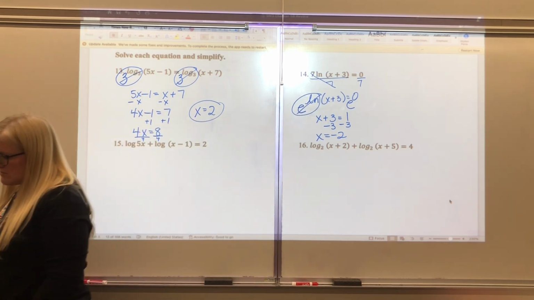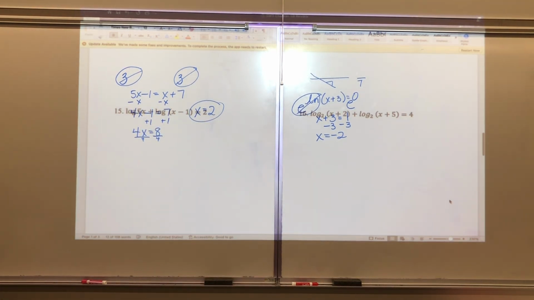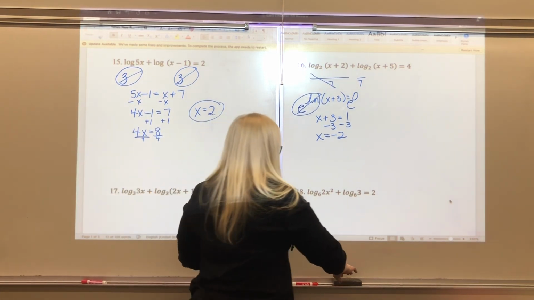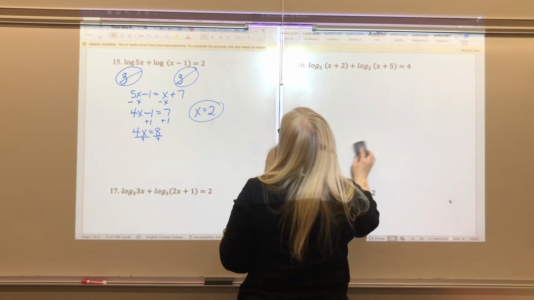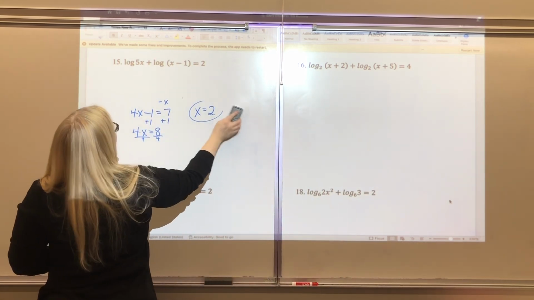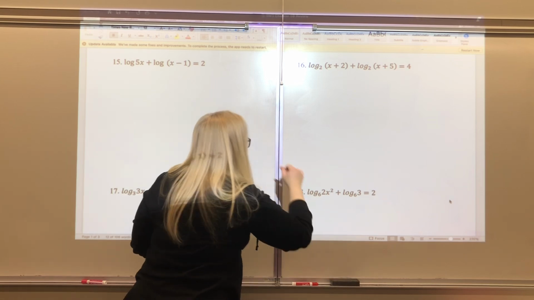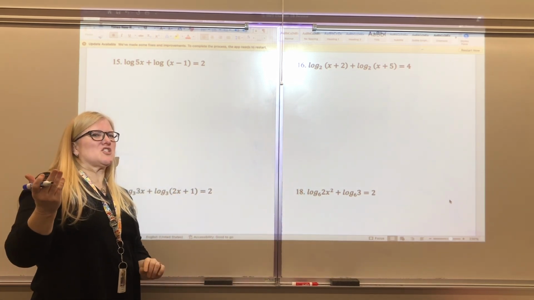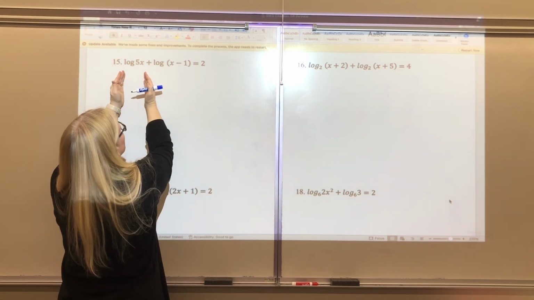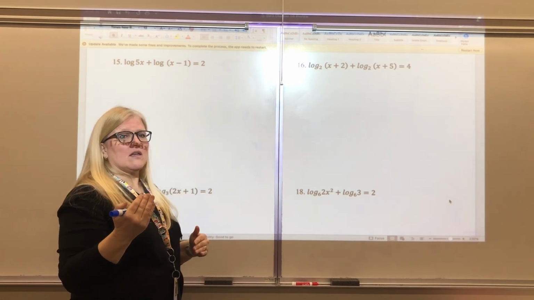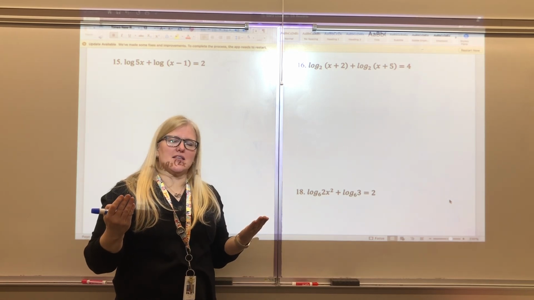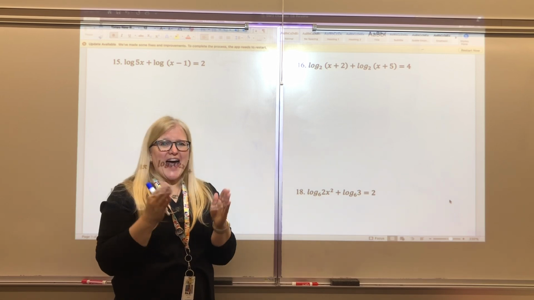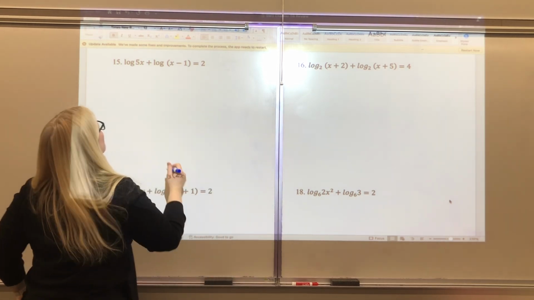Okay. Let's look at 15. Okay, again, we've got 2 logs over here. We've got 2 terms. It looks bigger than 2 terms, but it's 2 terms. And we need to have 1 log so that we can exponentialize, all right? So that we can do that to get rid of the log. So we have to condense first.